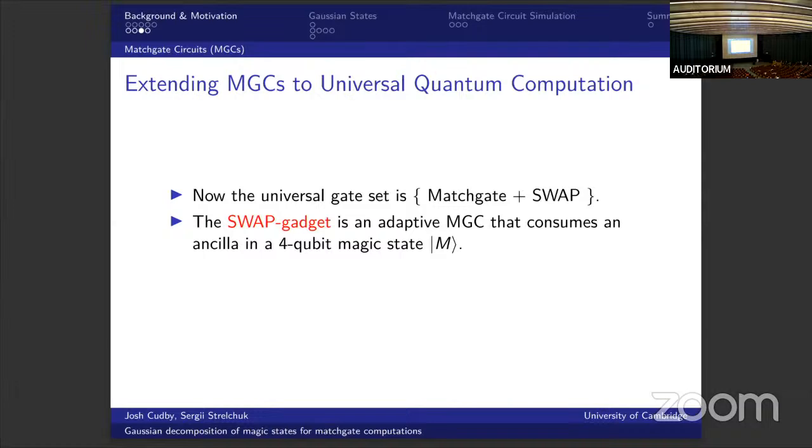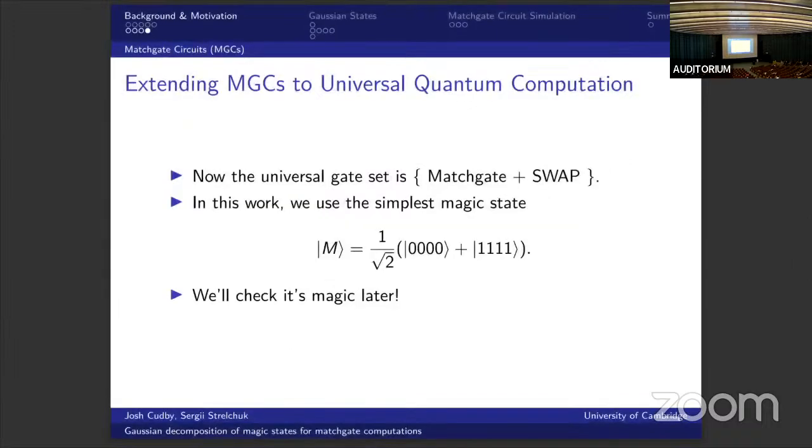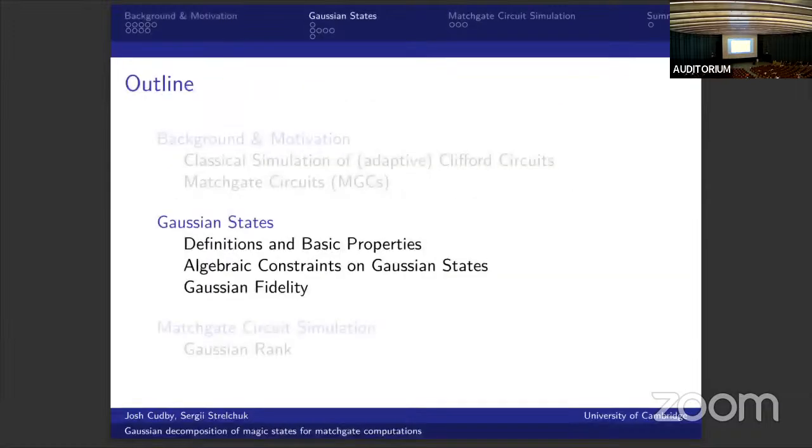Now, it's not quite as nice as the Clifford one, so I'm just going to flash it, but don't feel the need to parse the circuit too much. But you can go in and check that this is, in fact, an adaptive matchgate circuit. Now, what is the magic state that we care about? For us, we're going to take this very simple state. It's just a 4-qubit GHZ state. And I'll actually check that it's magic later, but you have to take me at my word for now.